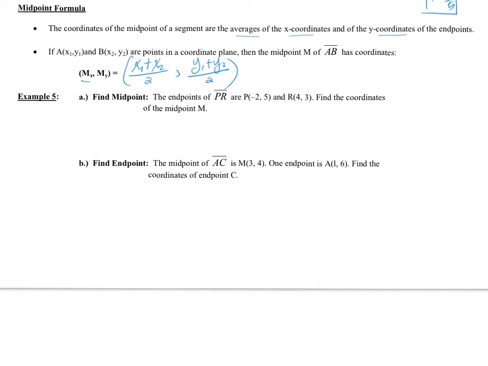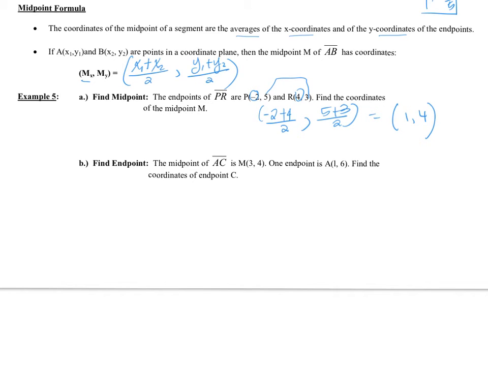Let's practice. Find a midpoint. The endpoints of segment PR are -2, 5, and 4, 3. Find the coordinates of the midpoint M. So we can take -2, add it to 4, and then divide by 2. The same thing goes for the y coordinates. 5 plus 3 and divide by 2. Then we should get 1, 4.